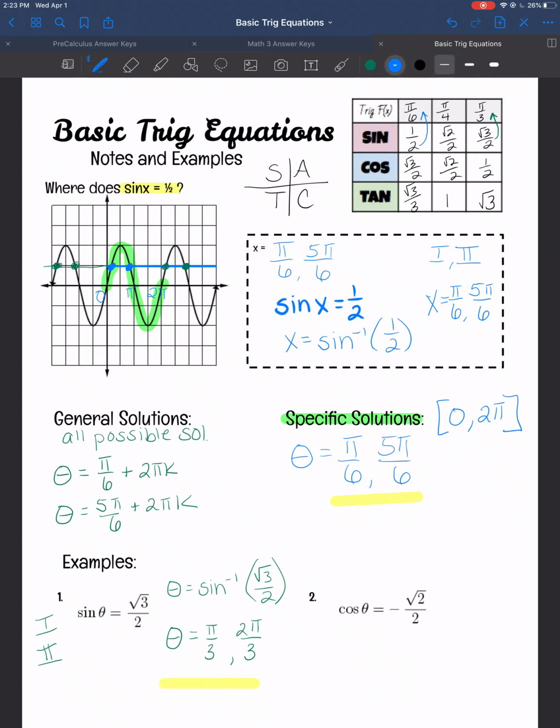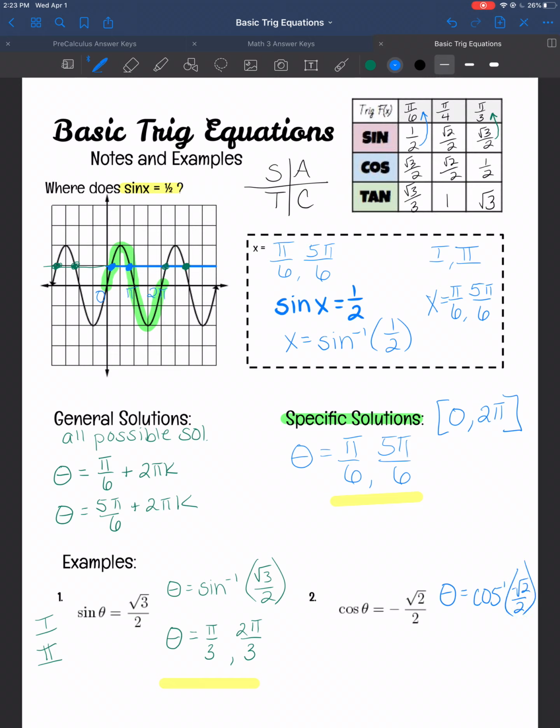Alright, let's switch over to cosine. Cosine equal to a negative. So I'm going to throw two different things in there. First thing you do is solve for theta. And so we're going to do inverse cosine of negative root 2 over 2.